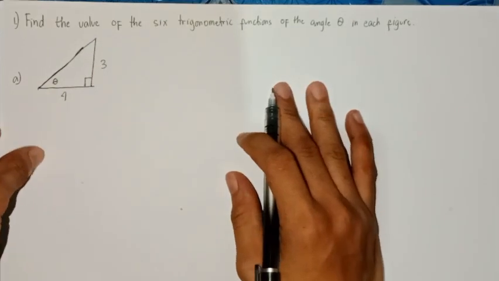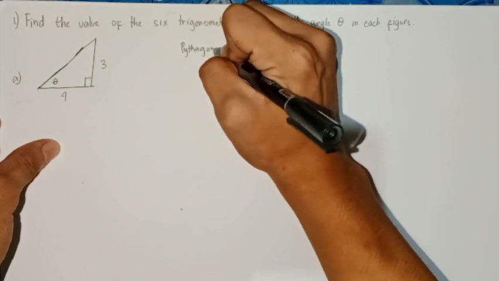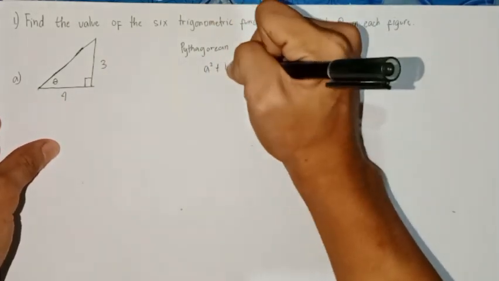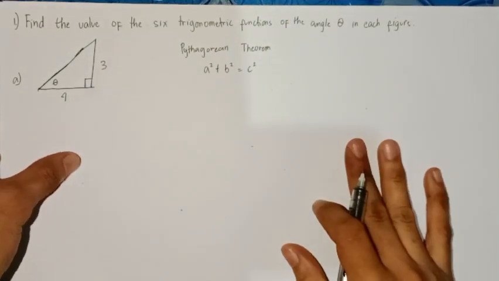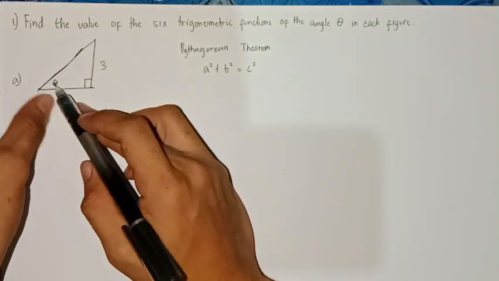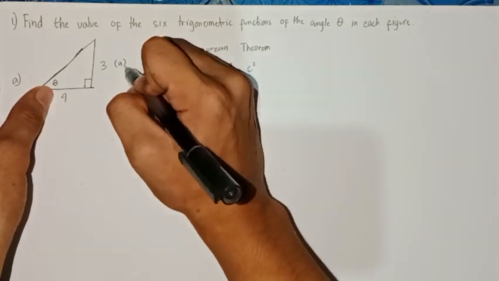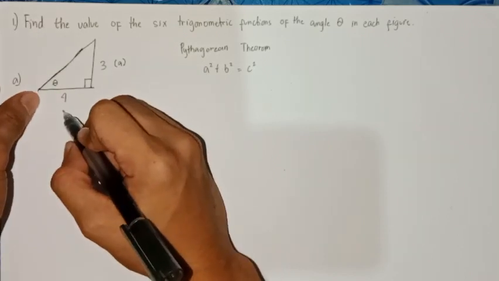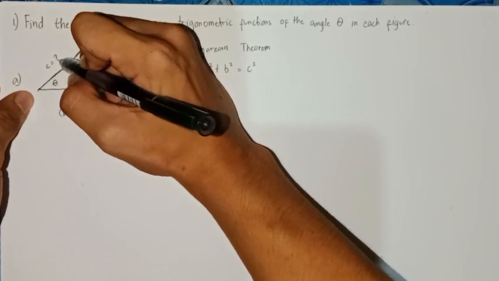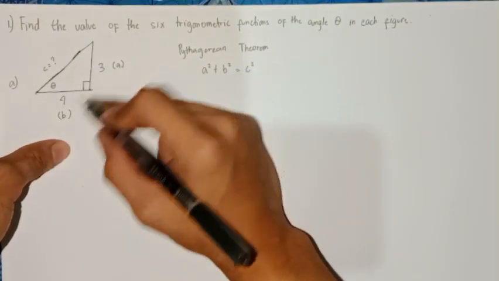To find the value of our hypotenuse, we will use the Pythagorean theorem. A squared plus b squared is equal to c squared. Now, let's go back to our figure. It is our angle of reference, angle theta, so our opposite, letter A, is 3, and our B, which is our adjacent, is 4, and our hypotenuse is C, which is our missing length. So, let's substitute the values to our formula.